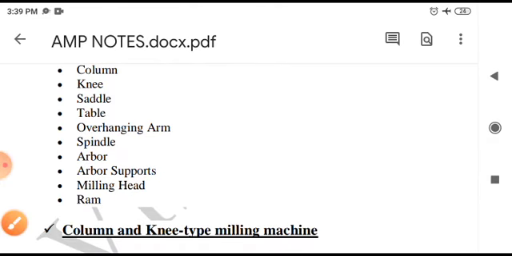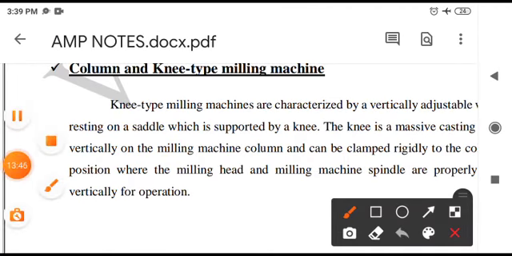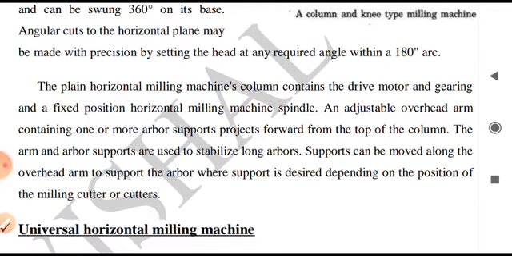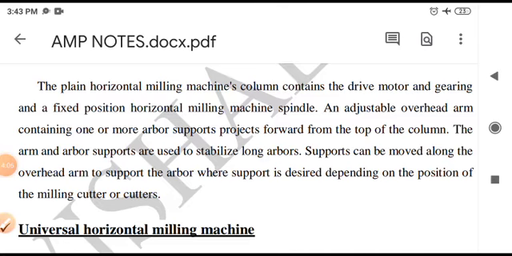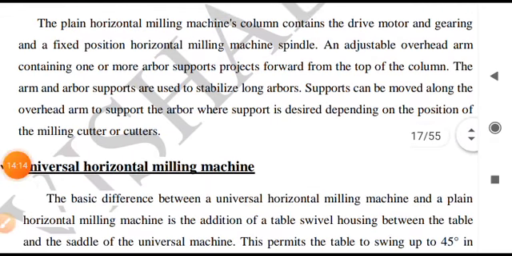Then column and knee type milling machine. The support can be moved along the overhead arm to support the arbor where support is desired, depending on the position of the milling cutter.